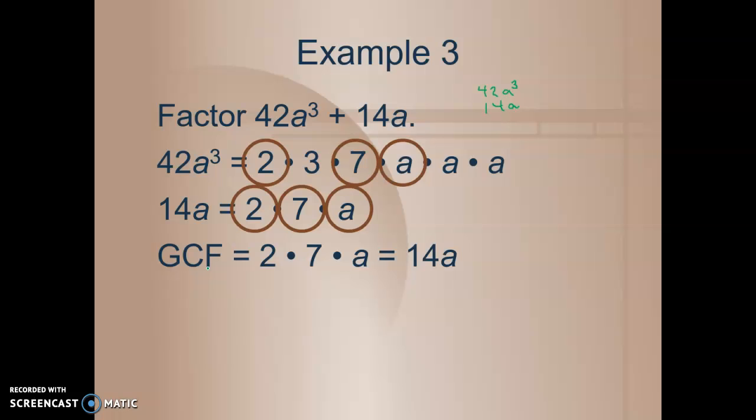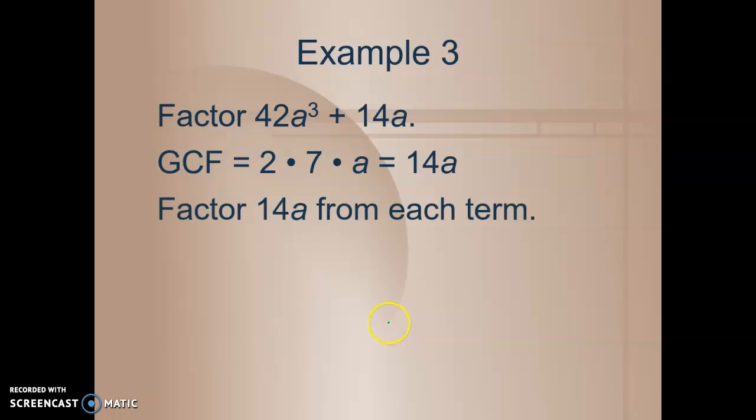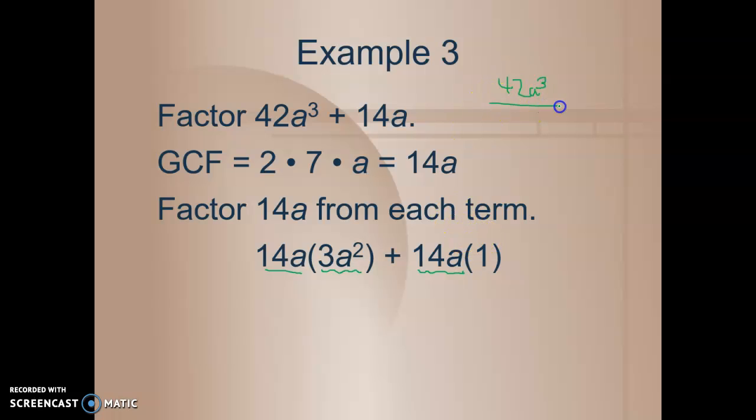Step 2 is to divide each term by our common factor. So we're going to divide 42a cubed by 14a and 14a by 14a. When we do that, 42a cubed divided by 14a gives us a quotient, or what's left over, of 3a squared. And 14a divided by our greatest common factor, 14a, gives us 1. If you want to write that before you divide, as an intermediary step, 42a cubed divided by 14a plus 14a divided by 14a, that might be helpful to some of you if you need to see that set up as a division problem before you write your factorization.